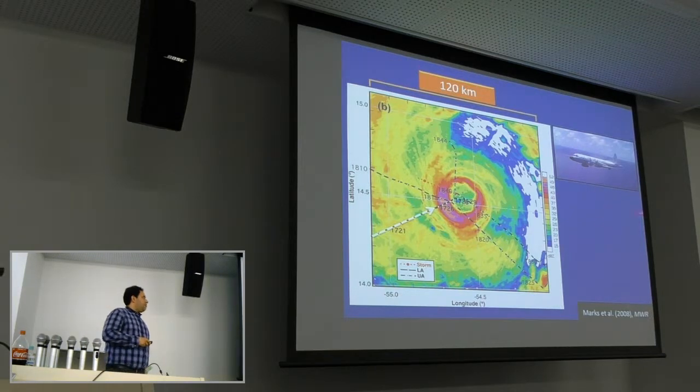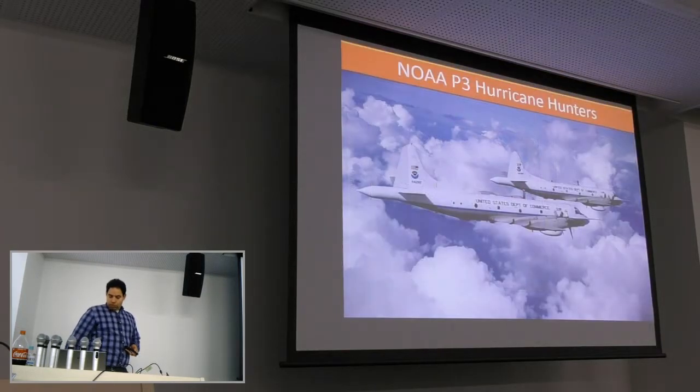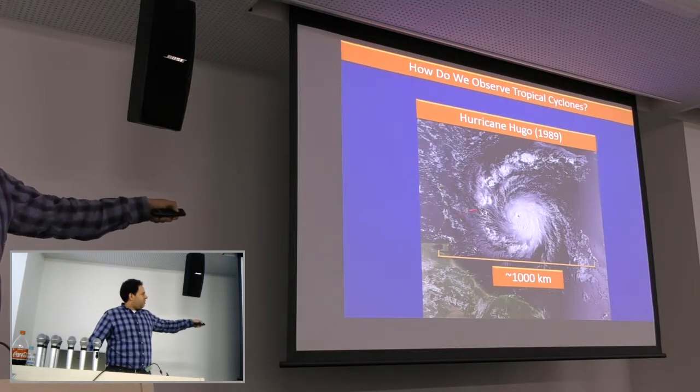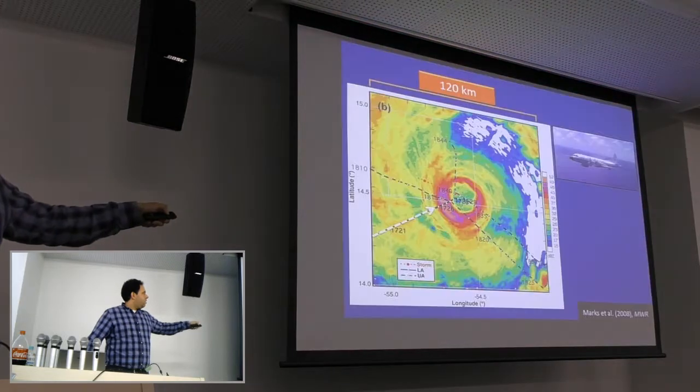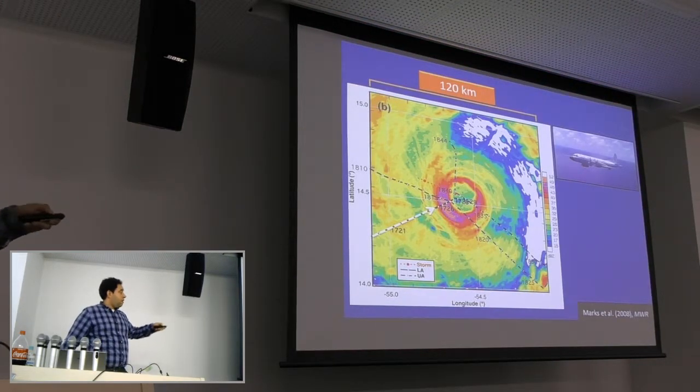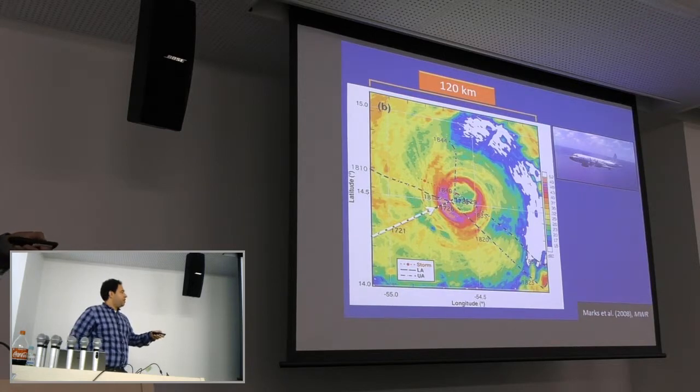And this is an example of an observation from Hurricane Hugo. So this same storm, not at exactly the same time, but while the storm was a Category 5 storm, Hugo was sampled by this P-3 aircraft. This is from the Marks et al. 2008 study.